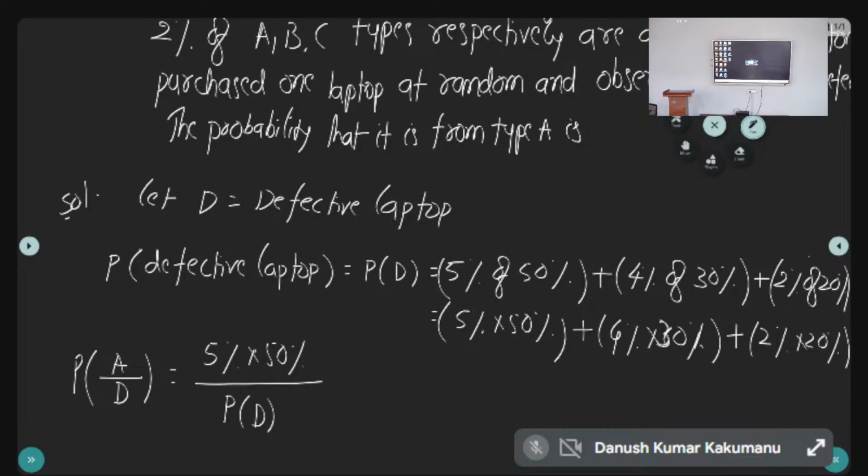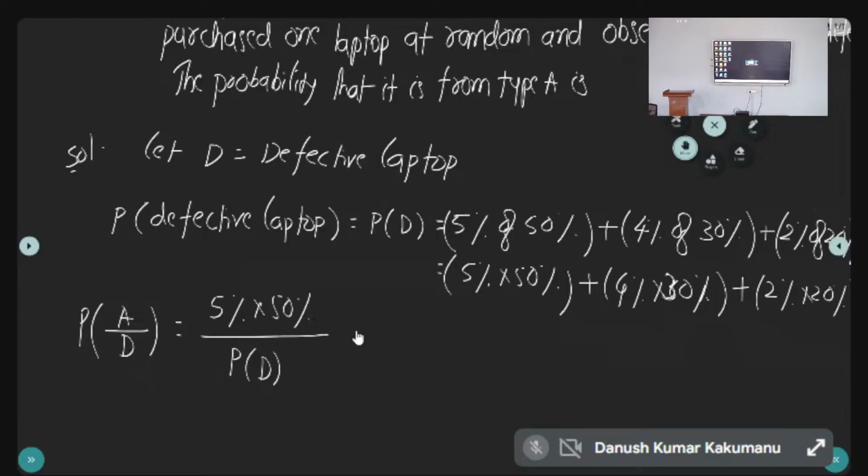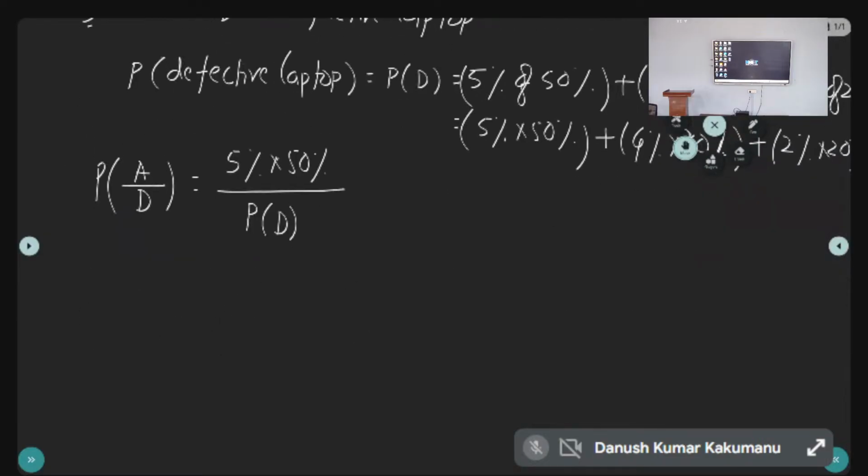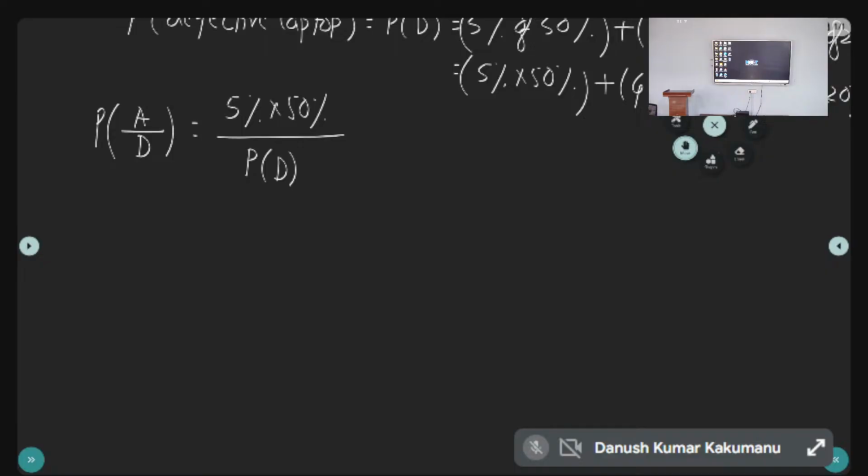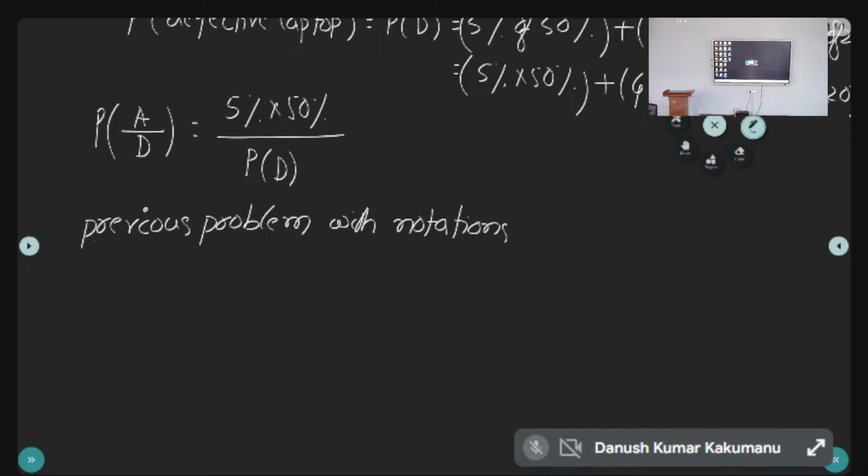Say this. Complete data, right? Yes. With notation form I will give you. Listen carefully. With notations. Previous problem with notation. Let D be the defective laptop. Okay.